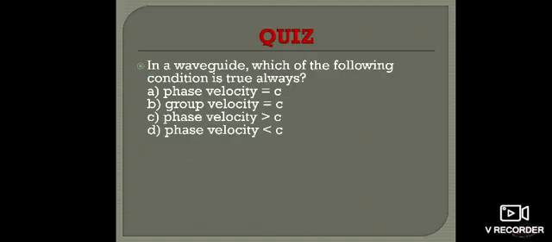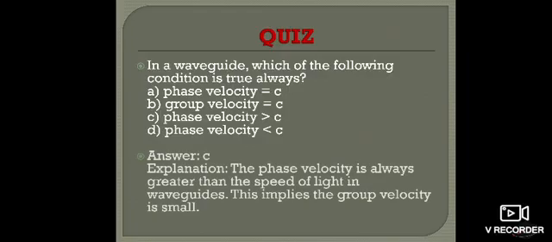In a waveguide, which of the following conditions is true? Option A is phase velocity equals c, option B is group velocity equals c, option C is phase velocity is greater than c, and the last option is phase velocity is lesser than c. So what is the correct answer? The answer is C, that means the phase velocity is greater than c. The phase velocity is always greater than the speed of light in a waveguide, which means the group velocity is much smaller than the speed of light. So this is the correct answer.